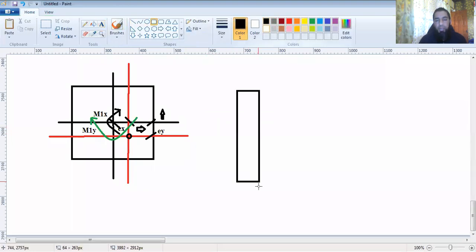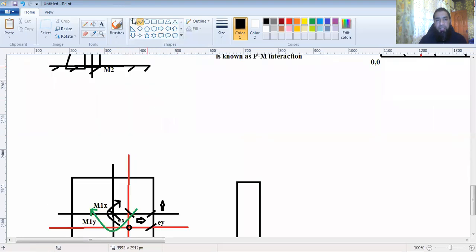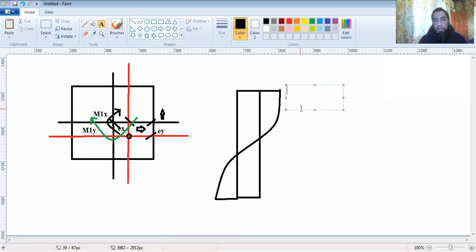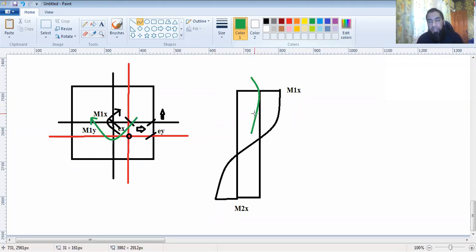Now if I frame this column section, then there will be one moment like this, this is M1x, and then you would have corresponding M2x here, and the other one would be in the other plane, somewhat like this. It's perpendicular. Now it's difficult to draw, it's perpendicular.